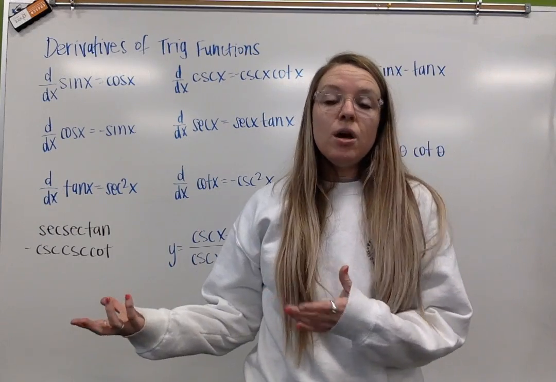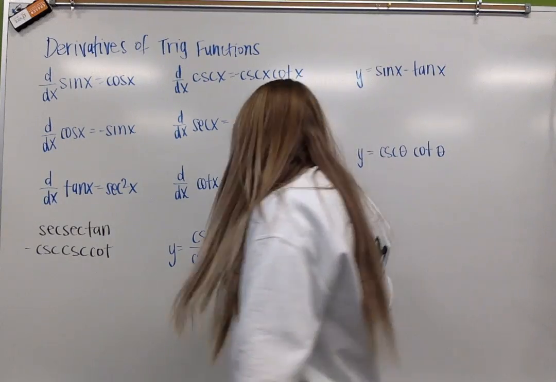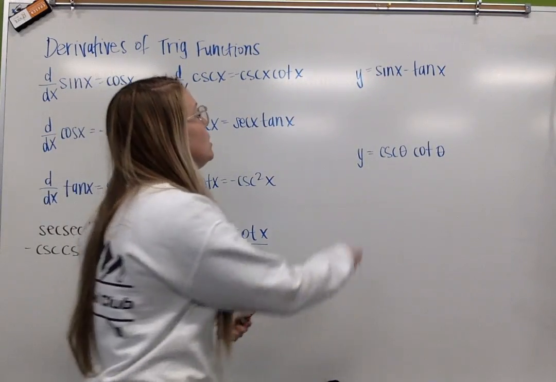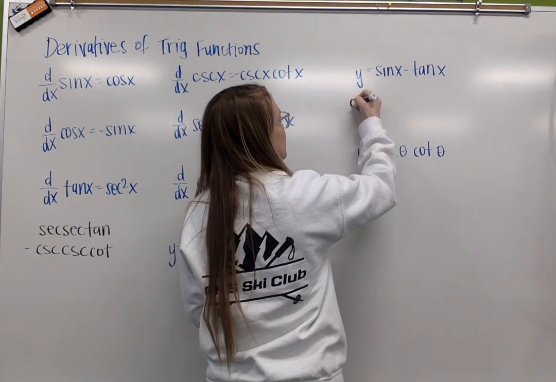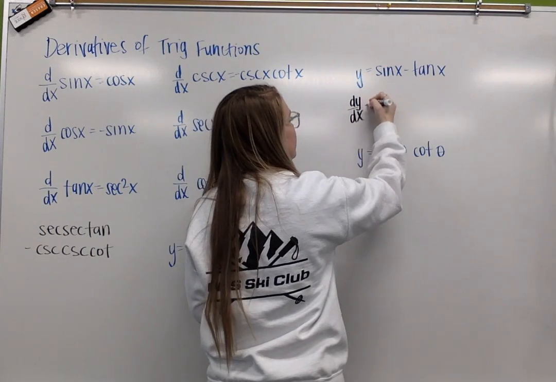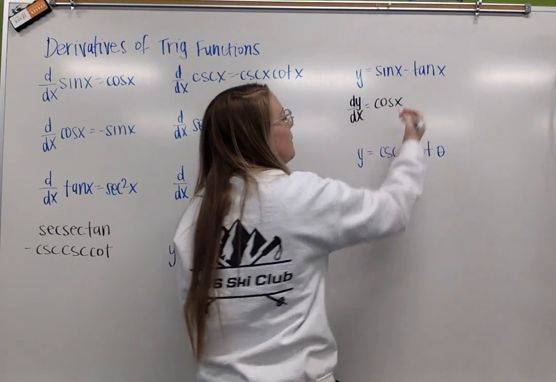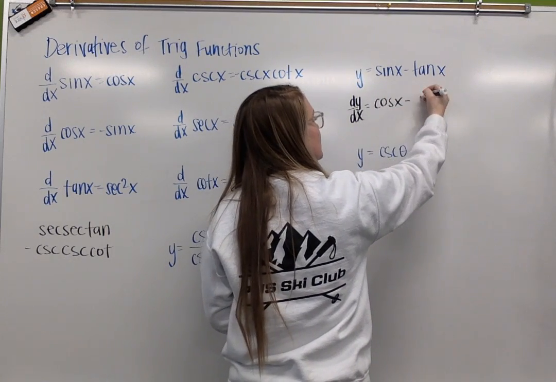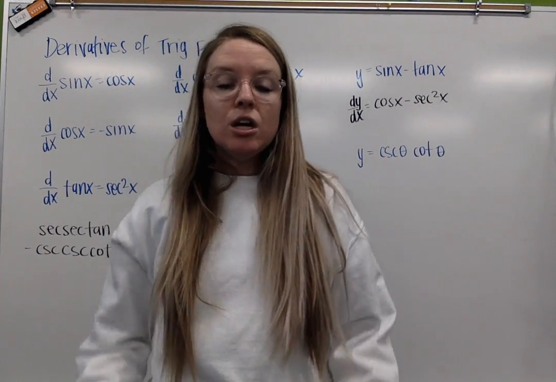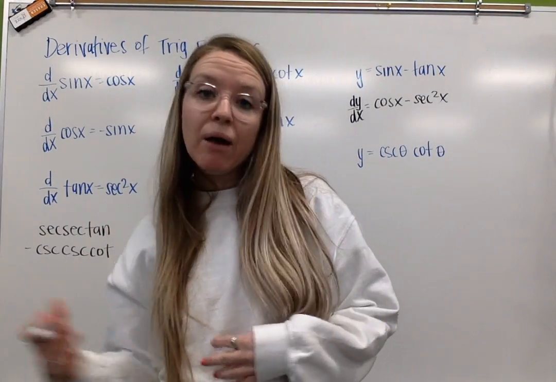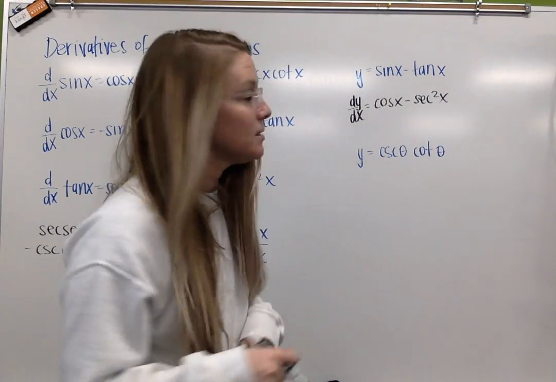So knowing those, we can now take the derivatives of trig functions. I've got a couple of examples up here for us. Here, I want to take the derivative of my function y. So I'm going to get dy dx equals the derivative of sine, which is cosine x, minus the derivative of tangent x, which is secant squared x. And there's my derivative. There's really no trick to these, no power rule, quotient rule. It's just knowing the derivatives. We have to have them memorized.